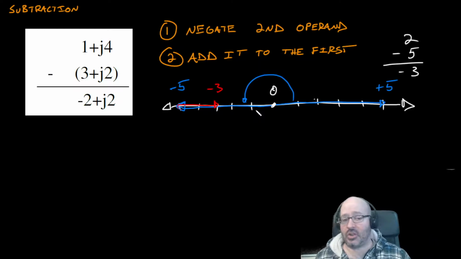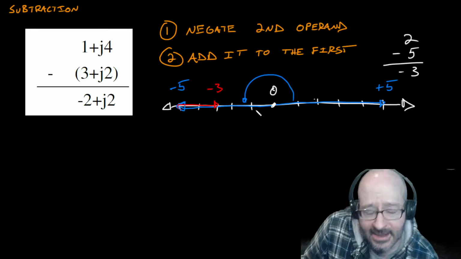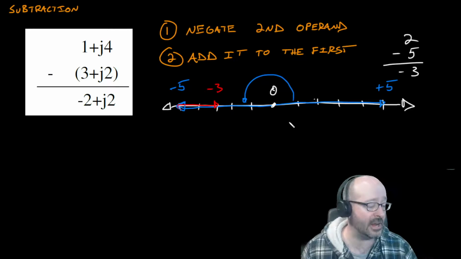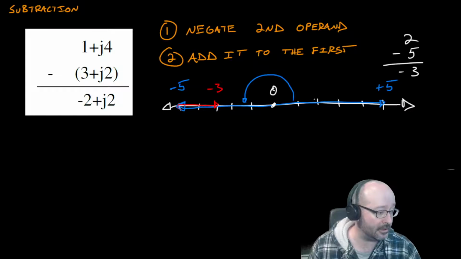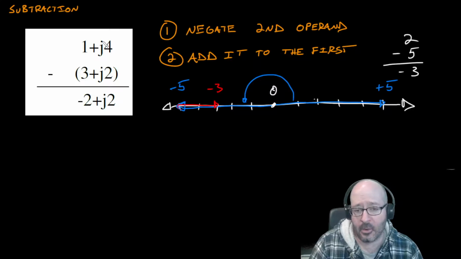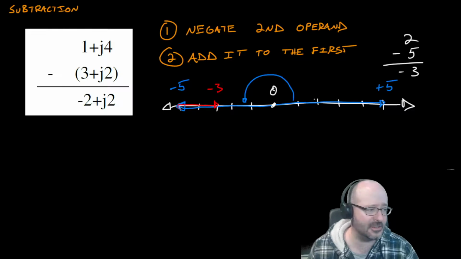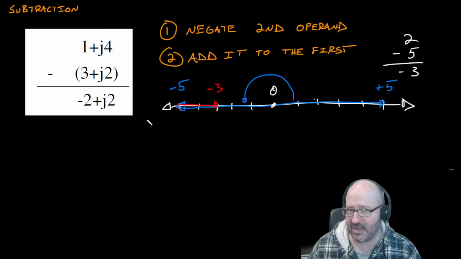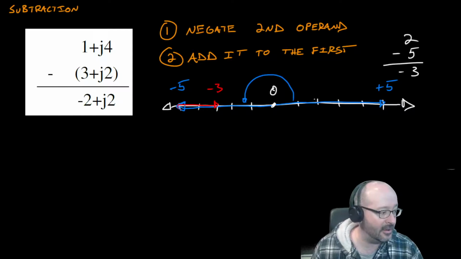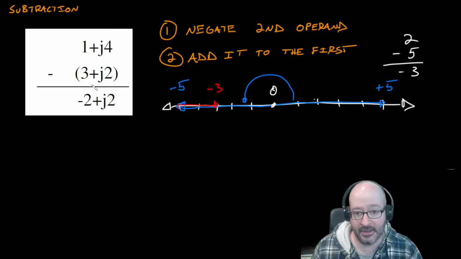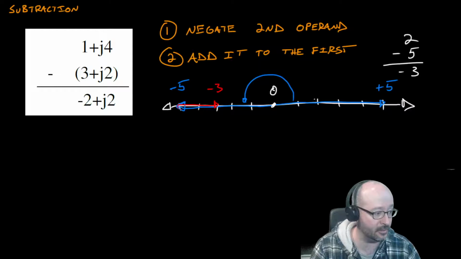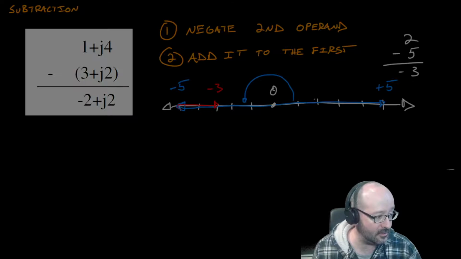That's how you did subtraction in grade school, and that's how we're going to continue to do subtraction with complex numbers. Negation's pretty easy in either form, really. In rectangular, it's really just distributing the negative sign to the two different terms of the rectangular form. So we can do that, right? We could negate.